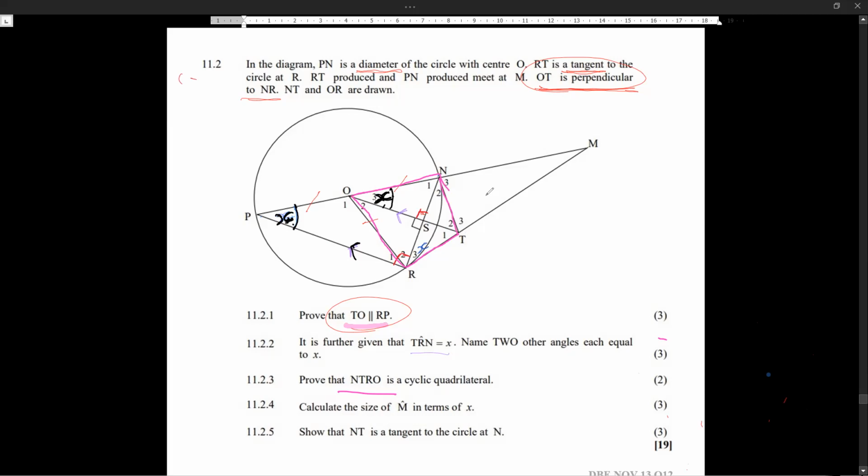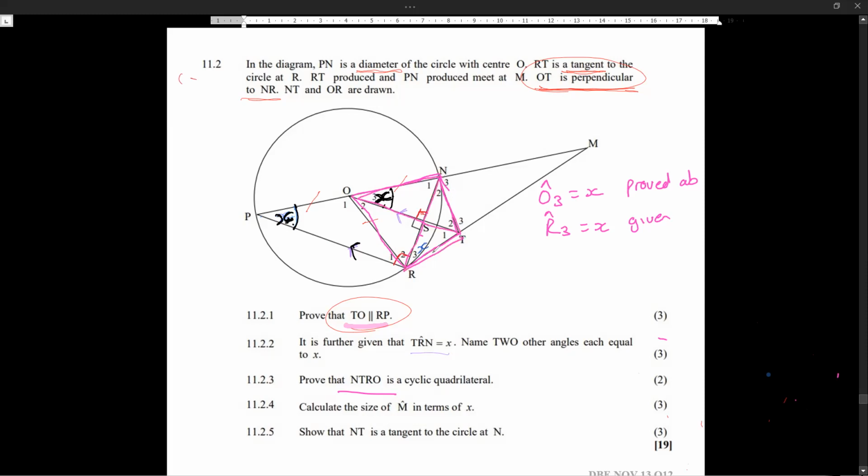Now, when you look at the diagram, the first thing that is striking my eyesight here is O3 and R3. What is O3 equal to? X. What is R3 equal to? X. All right. Why is O3 X? We proved that above. Am I right? Proved above. And R3, why is R3 X? That was given. Isn't that the angles in the same segment? Look at that, from chord NT.